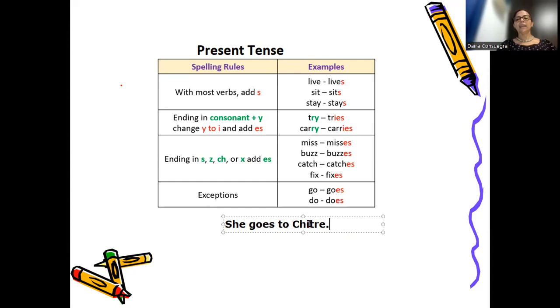And in here, we need to know the pattern or the order of the sentence. First is the subject. Then we have the verb. And then we have the complement. Okay? The subject, she, ella. The verb, goes, va. The complement, ¿a dónde va? To Chitre. So if we follow this rule, subject, verb, and complement, we will be able to understand and speak in English with any verb that you know. Okay? So let's continue.